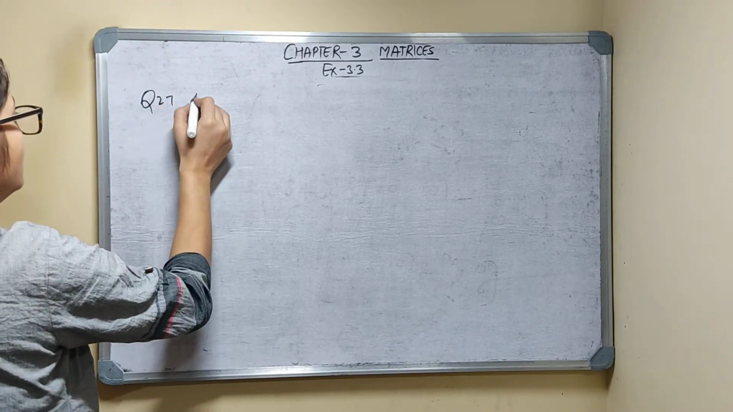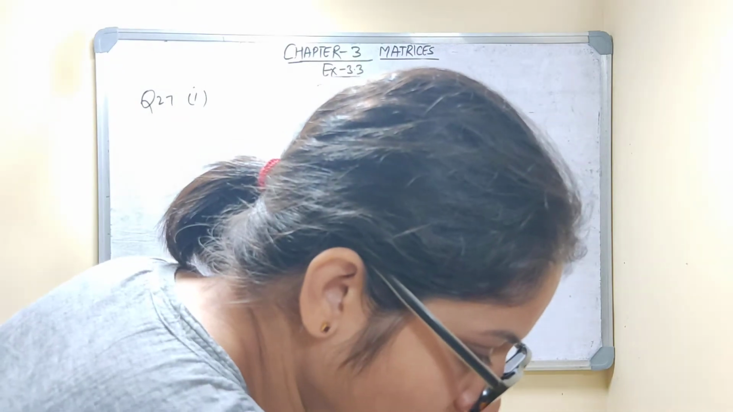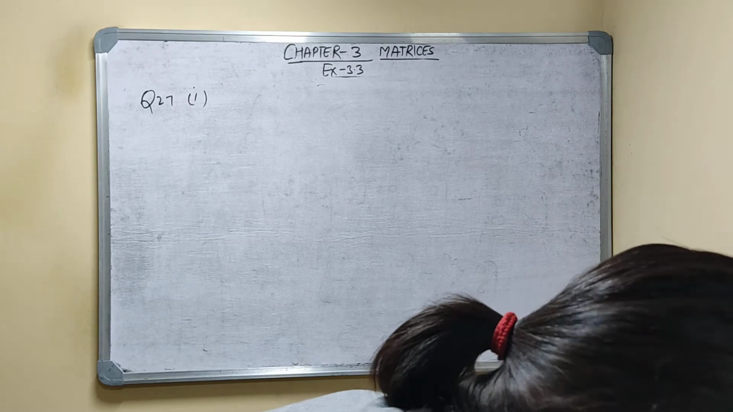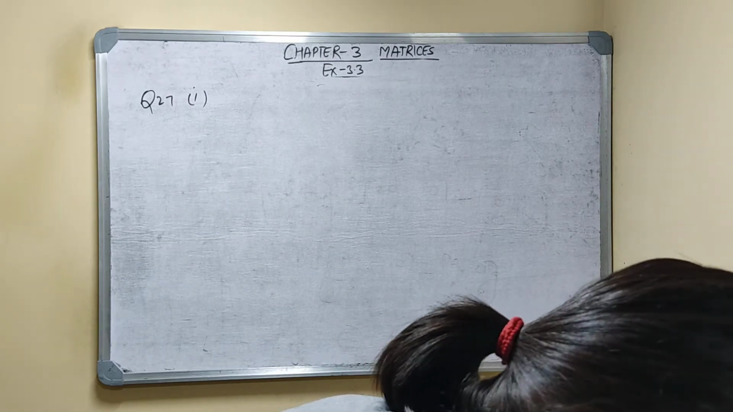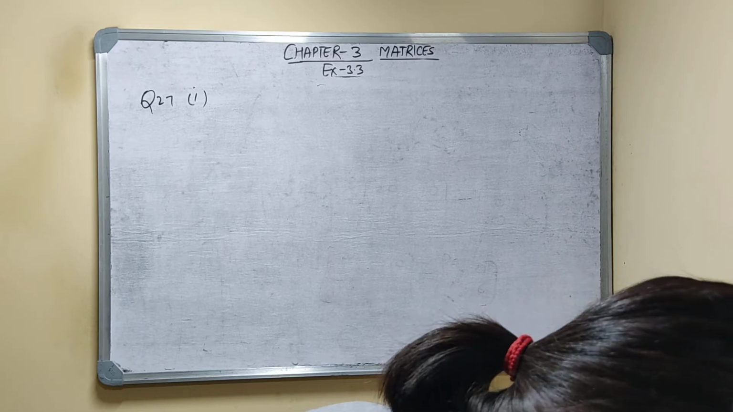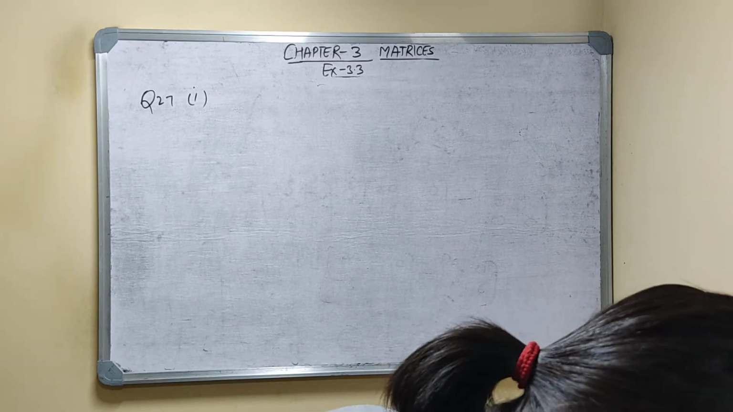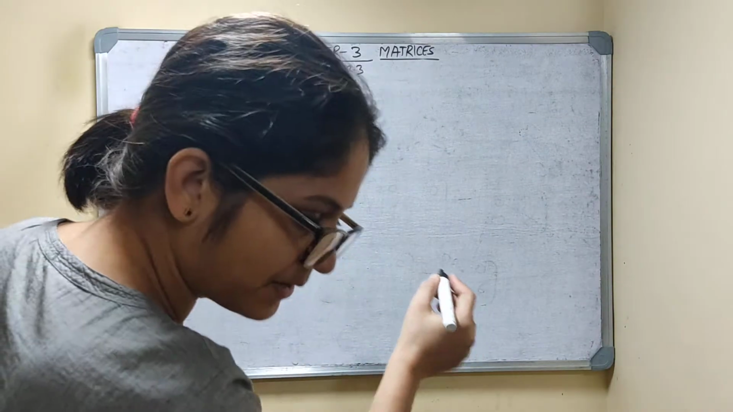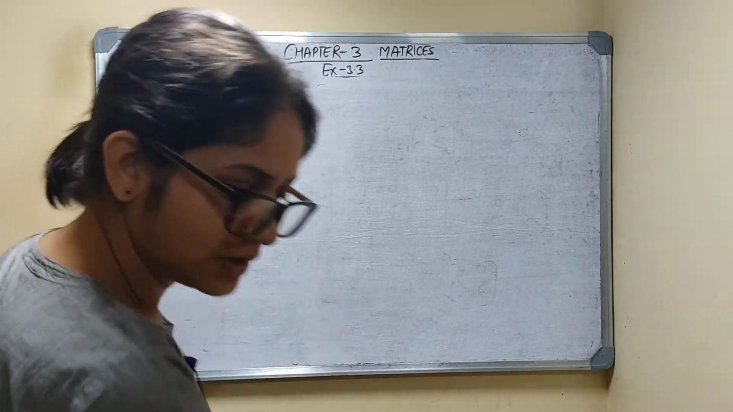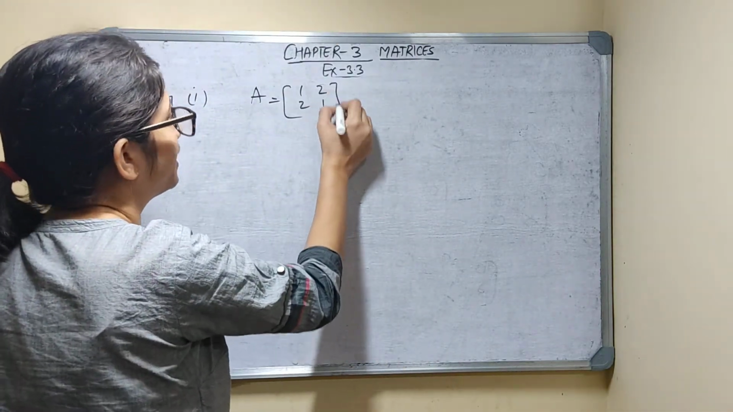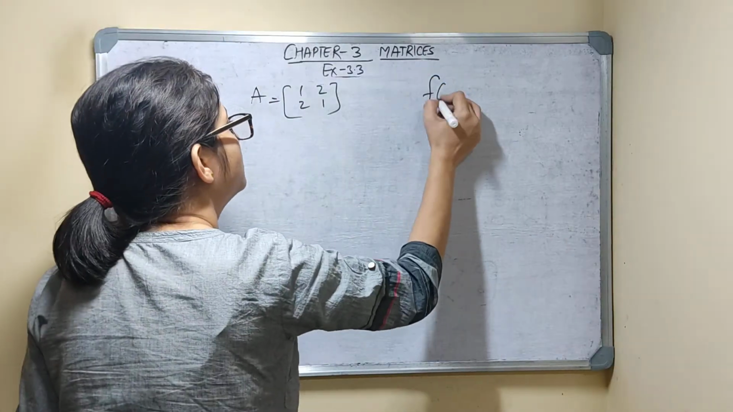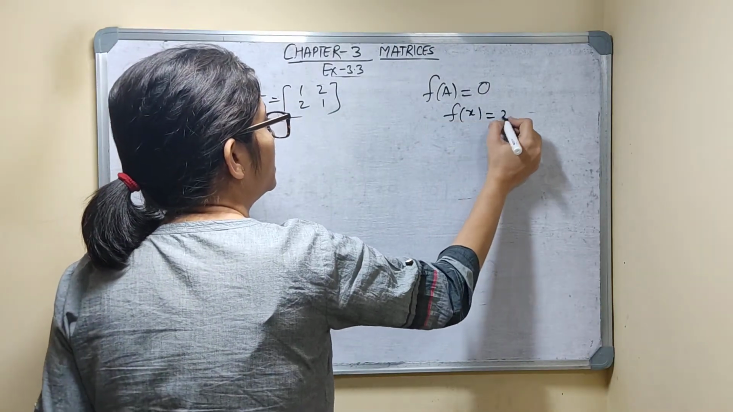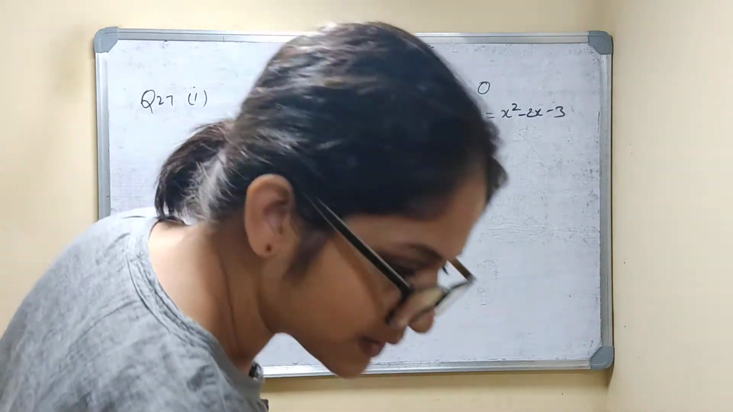Question, first part. If A is equal to this, show that f of A is equal to O, where O is a null matrix of order n, where f of x is equal to this. So this is given. A matrix is given: 1 2 2 1. Show that f of A is equal to null matrix where f of x is equal to x square minus 2x minus 3.